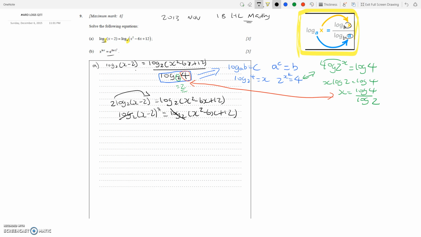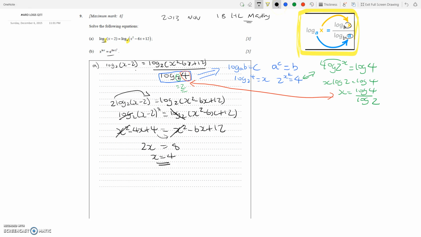You can get rid of that. Therefore, if we expand it, it's x squared minus 4x plus 4 equals x squared minus 6x plus 12. X squared cancels out. Let's move 6x to this side. So 6x minus 4x, which is 2x, equals, and move 4 to the other side, which is 12 minus 4, which is 8. Therefore, x equals 4, and that's how you answer that particular question.